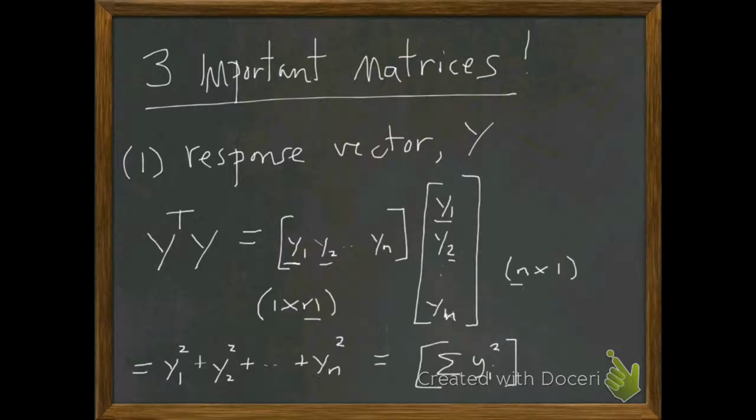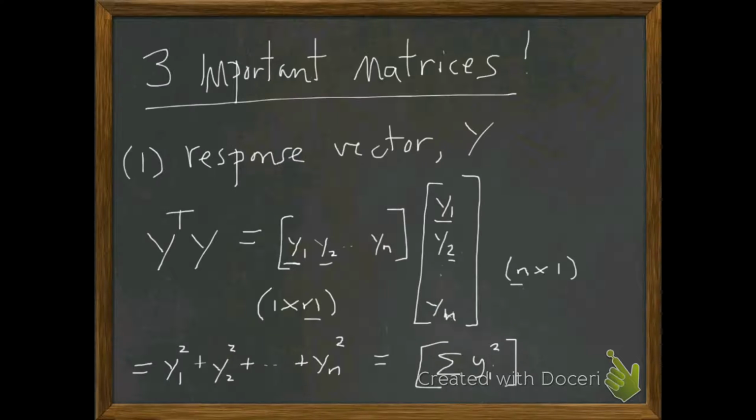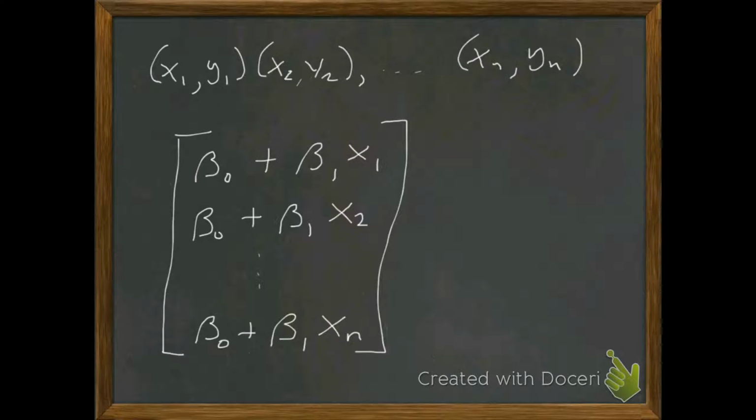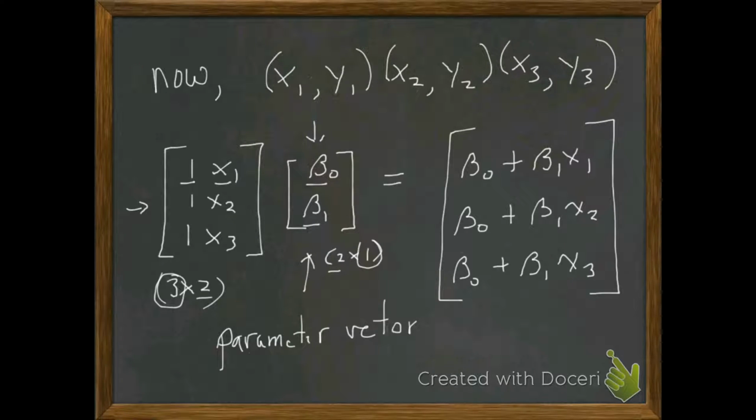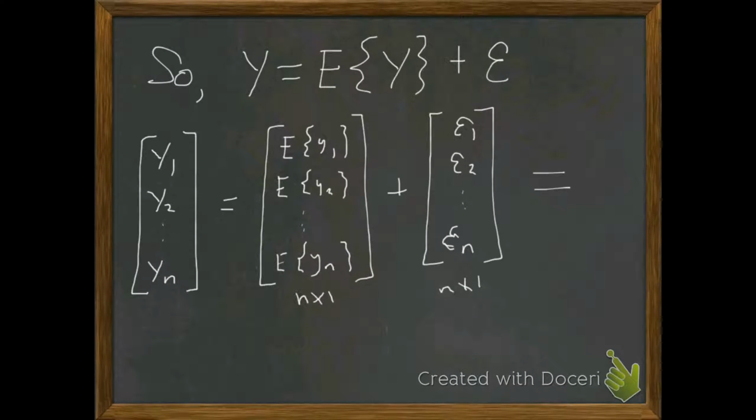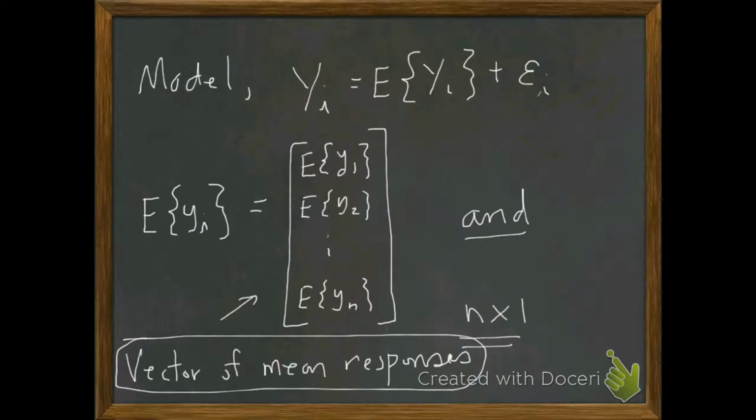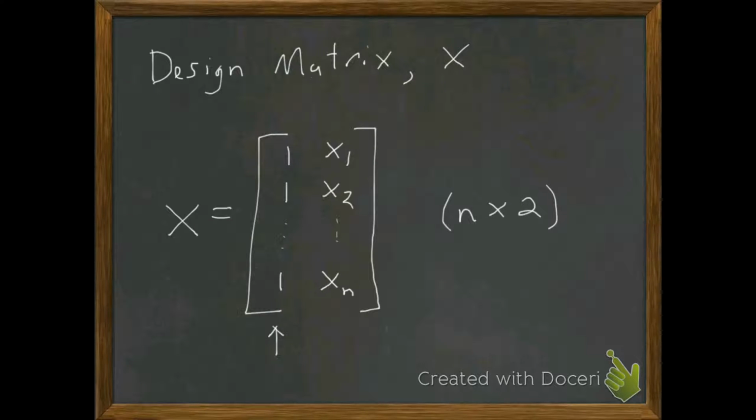Another matrix I want you to have on your radar is x transpose times y. Now, let's go back and think about what x looked like, our design matrix. Remember, it had all those ones in front. I don't know how far we've got to go back here, but goodness gracious, I've done a lot. All right, so our design matrix is a column of ones and then our x coordinates of our ordered pair.